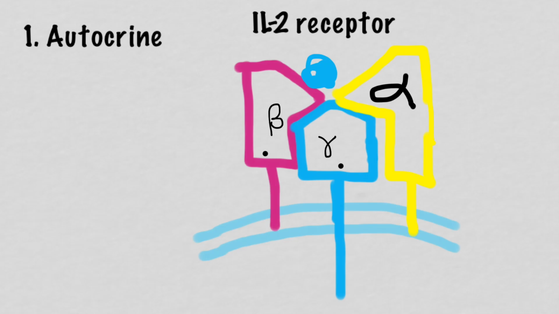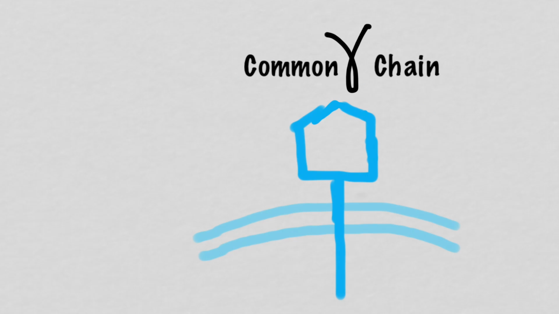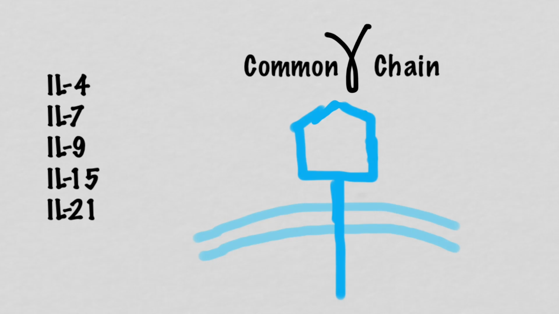Now, remember, I said the IL-2 receptor is made of 3 chains, alpha, beta, and gamma, and that the gamma chain in particular is called the common gamma chain. The reason it's called the common gamma chain is because this particular chain is used with other alpha and beta and delta and epsilon even chains to form the receptor for several other cytokines, including IL-4, IL-7, IL-9, 15, and 21.